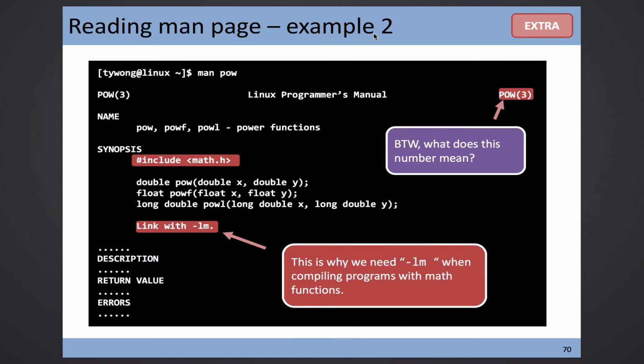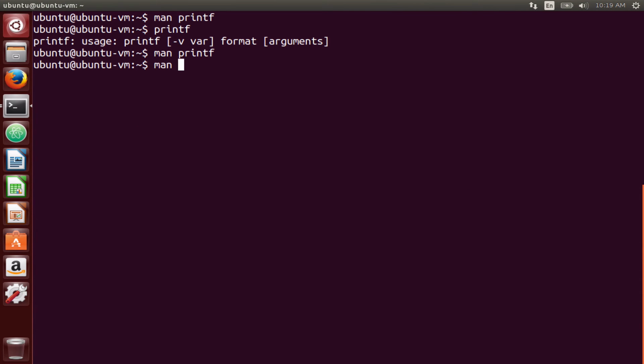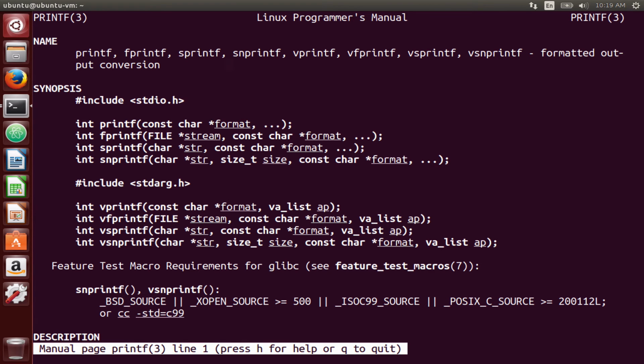The man page has a chapter system. Chapter 1, executable programs. Chapter 2, system calls. Chapter 3, library calls. So printf actually has two appearances. The first is an executable, chapter 1. The second is chapter 3, library call. So how can I jump to chapter 3? Just man 3 printf. Then you will find the printf that you want.